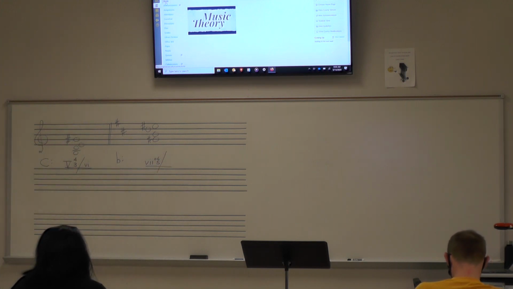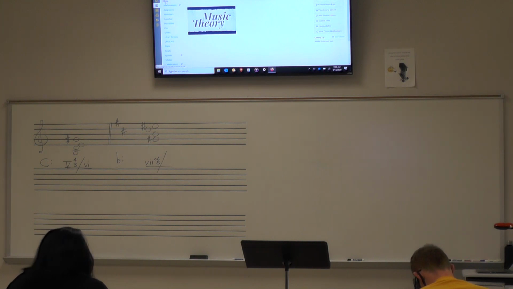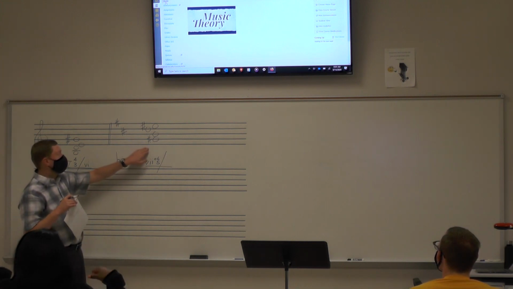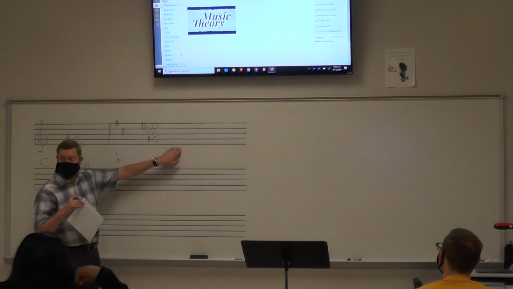Now, if it's a secondary leading tone chord, that means the root of that chord is the leading tone to the root of the chord it resolves to. It's hard to say. What is the root of that chord? E sharp. Go up a half step from E sharp and you get the root F sharp. So we're saying that this could be a leading tone chord to a chord whose root is F sharp.